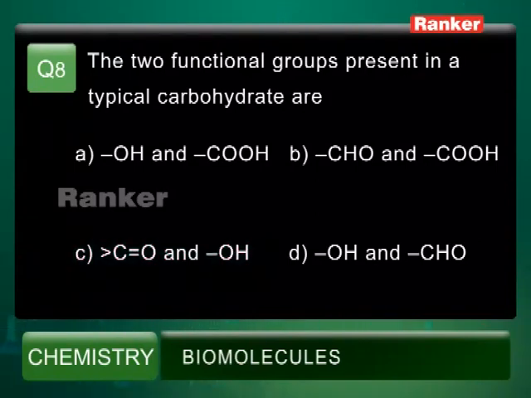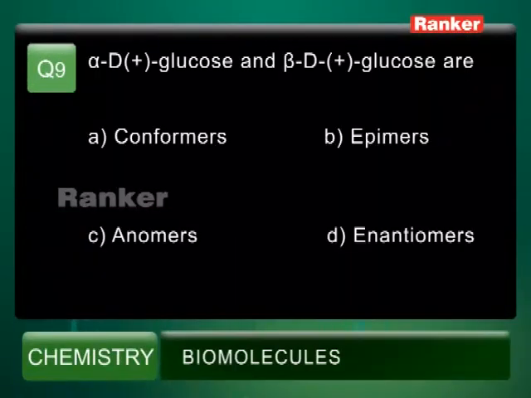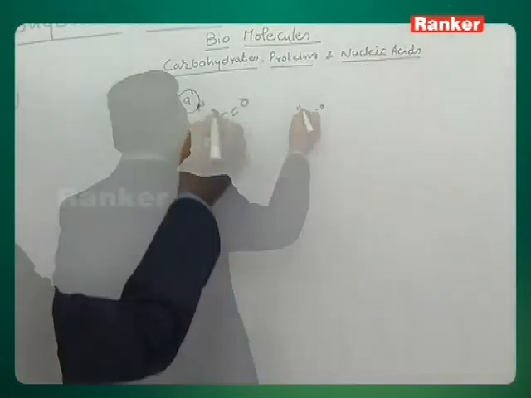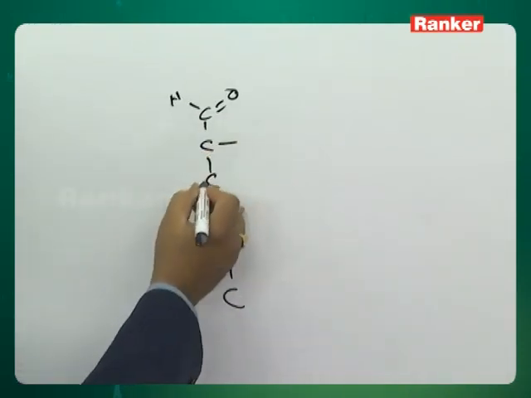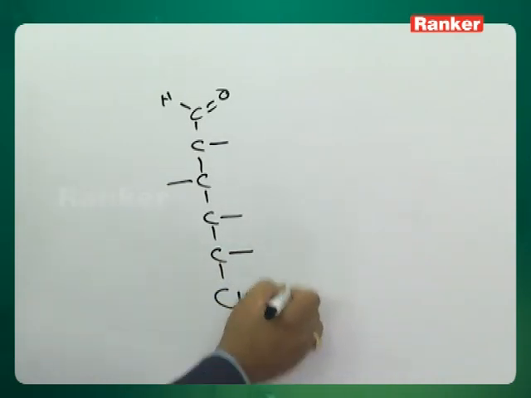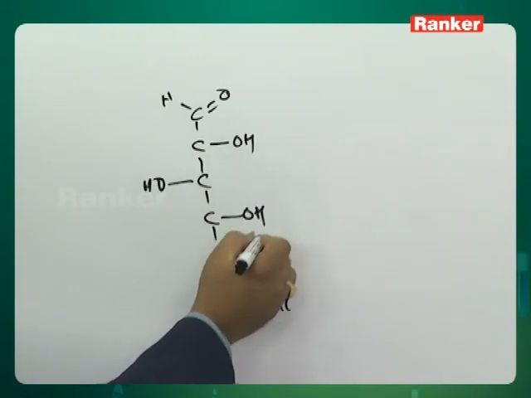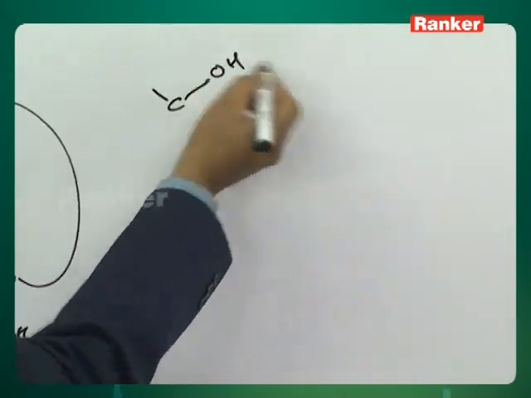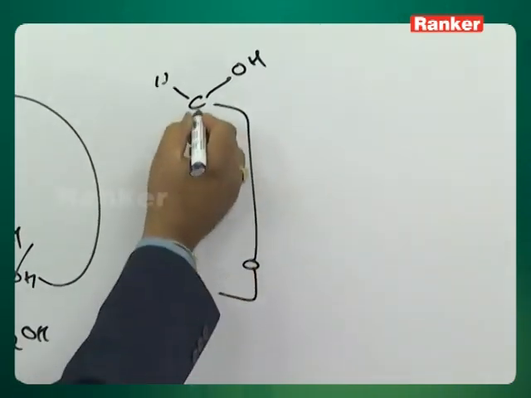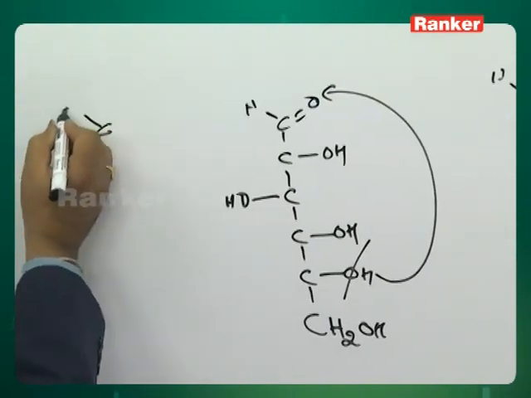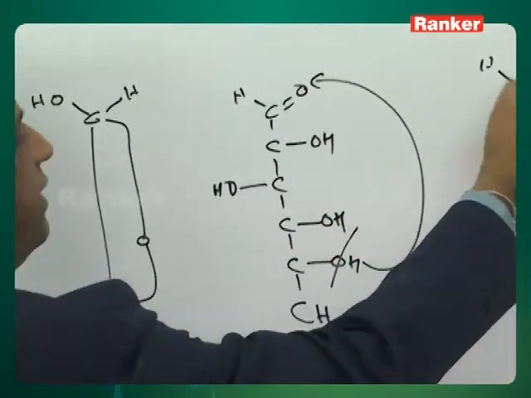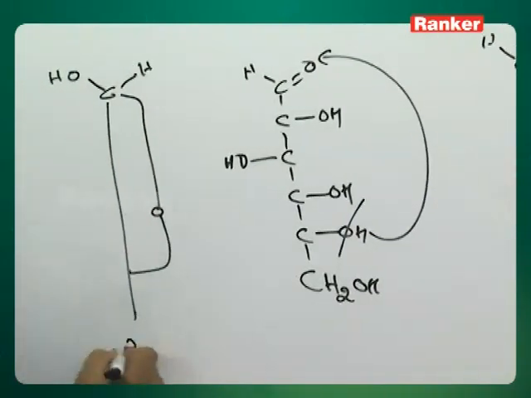Question number 9: alpha-D-(+)-glucose and beta-D-(+)-glucose are, an AIEEE 2009 question. So, here the glucose, as we have seen, originally is an open chain structure containing 6 carbons: 2nd, 3rd, 4th, 5th, and 6th CH2OH, these are all OH groups. Right, this is the open chain structure, but the 5th OH, this hydrogen will add here. So, the OH may go to the alpha side, making a ring structure, or the OH may go to the left side, making the beta type of carbohydrate. Both these two compounds, the right side one is called alpha, the left side one is called beta, both are in equilibrium.